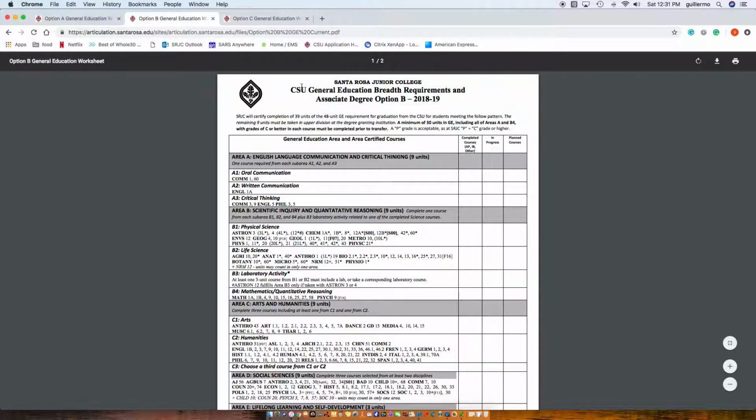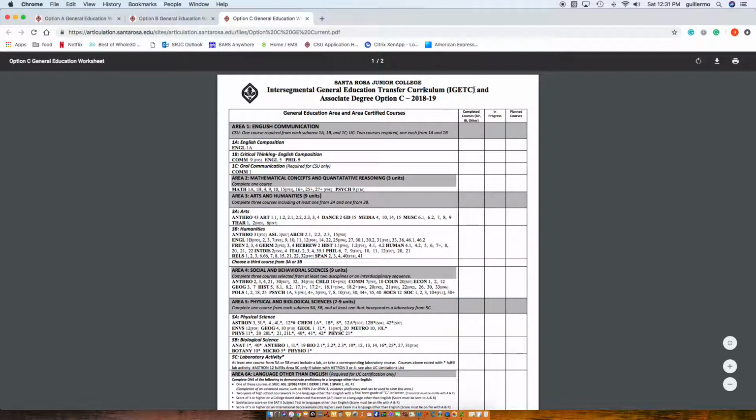Option B for the Cal State universities, not only does it help you transfer, it helps you get an associate's degree for transfer, but if necessary, you could even use this just to get a regular associate's degree as well. IGETC does the same thing, helps you transfer to multiple universities, systems. You could also get an associate's degree for transfer, and you could get a regular associate's degree with this general ed pattern.